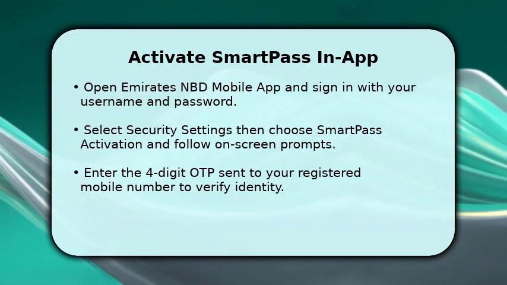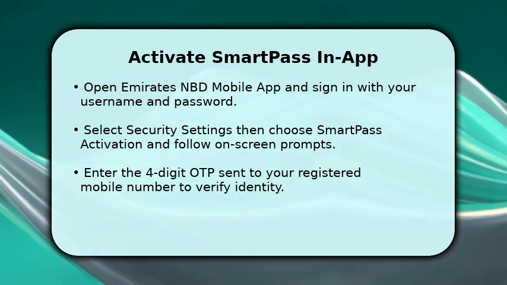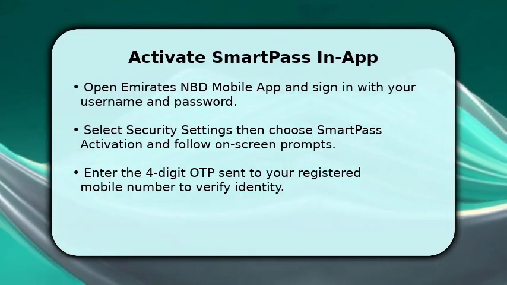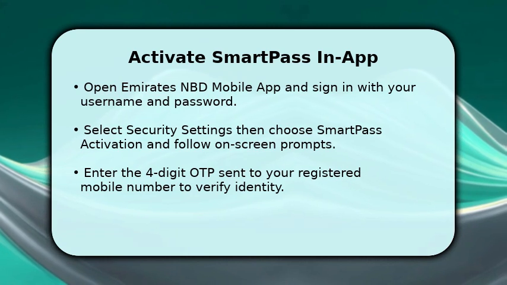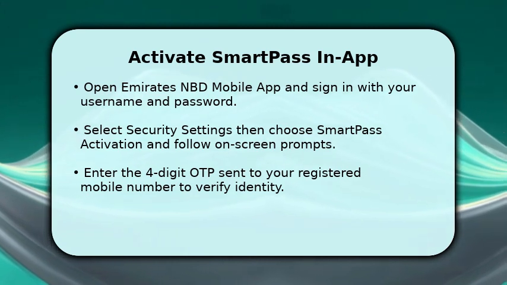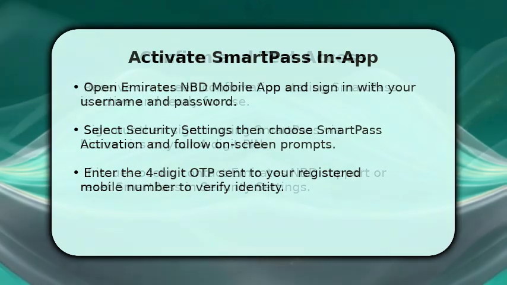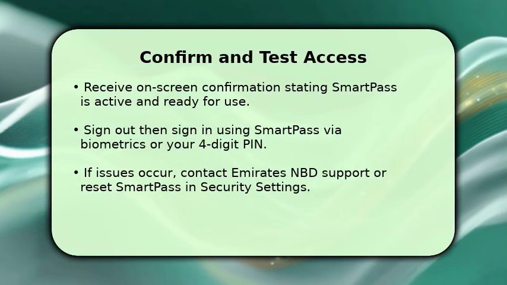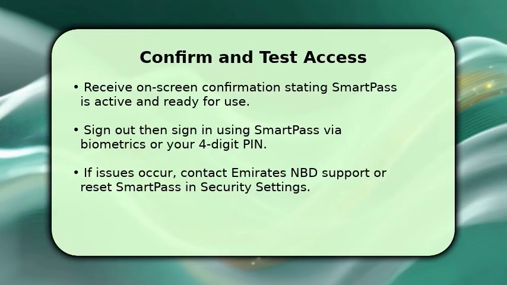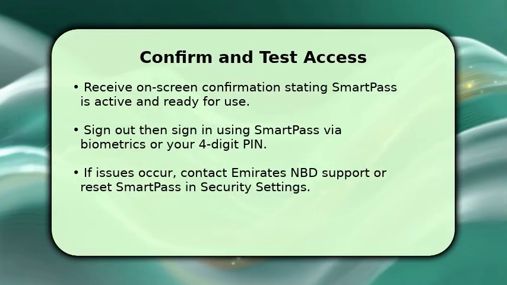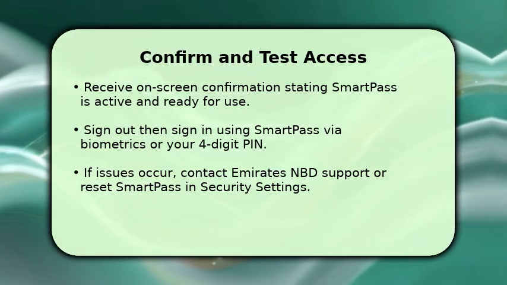The app will send a 4-digit OTP to your registered mobile number. Enter that OTP exactly when prompted to complete the verification step. Finally, confirm activation and test Smart Pass to ensure it works correctly. The app will display a success message stating Smart Pass is active and ready for use.